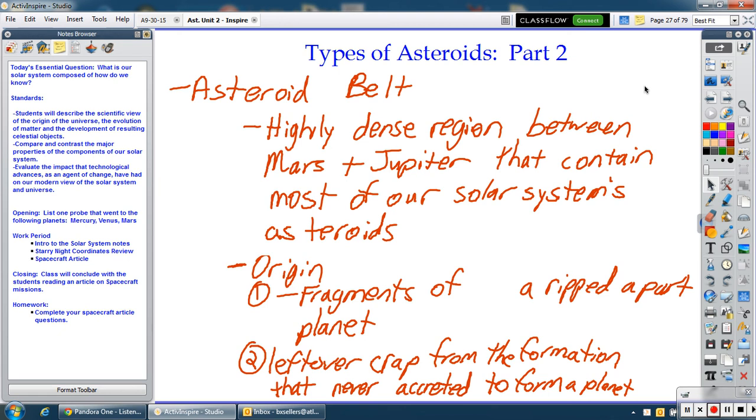The origin of them is a little bit of a question mark. We're not exactly sure where these things came from, but there are two major theories. They're either fragments of a ripped apart planet, or leftover material from the formation of the solar system that never accreted to form a planet. So it's probably the latter. We're not 100% sure, but it's probably the latter.